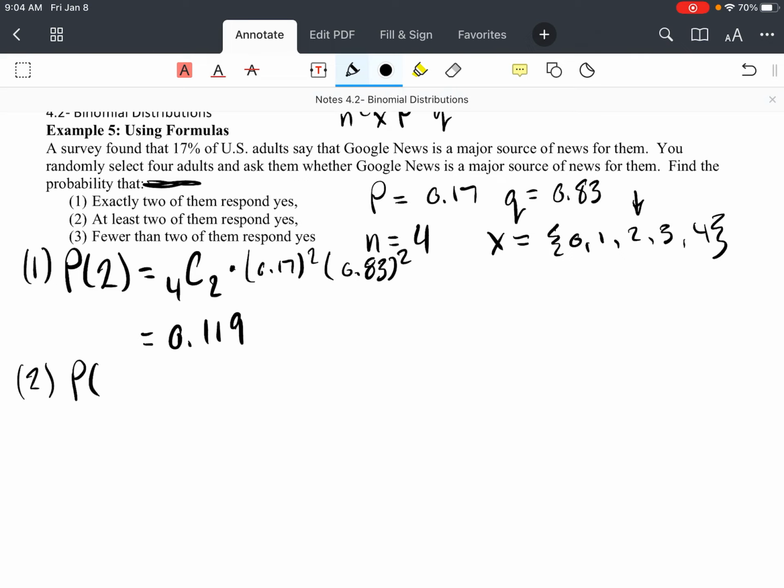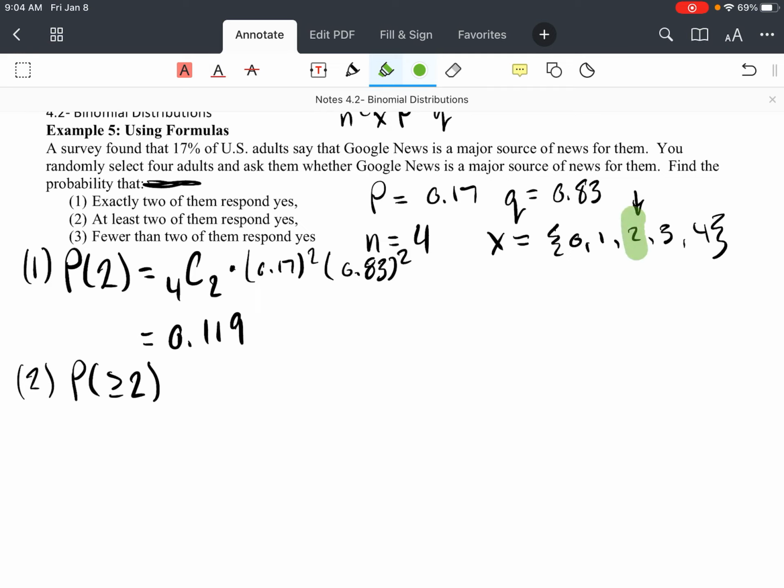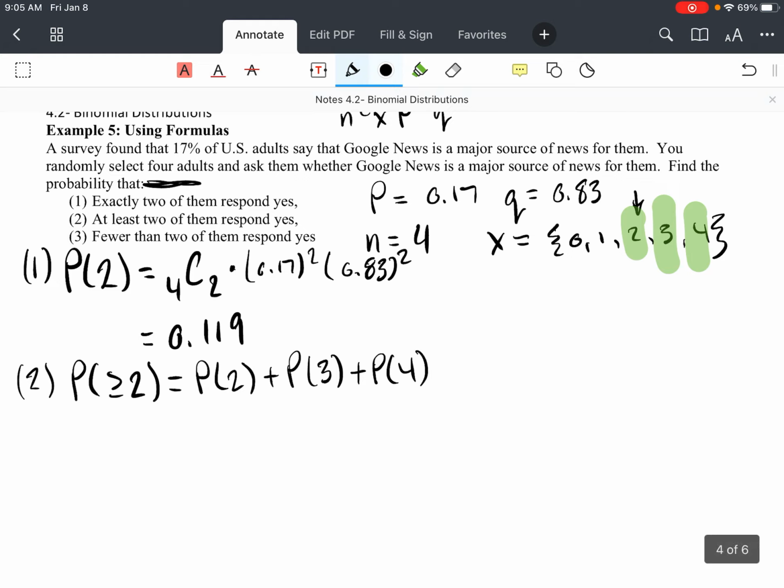All right, number 2. Now it's saying at least 2 of them respond yes. So we're saying the probability of greater than or equal to 2. Okay, so to find the probability of greater than or equal to, what I want to do is take a look at our possible x values. So greater than or equal to 2 would be 2, 3, or 4. Okay, so remember that the greater than or equal to is an or statement, which means that we're going to be adding probabilities. So what I need to do is find the probability of 2 plus the probability of 3 plus the probability of 4. Okay. Using your calculator, and again, I'm just going to kind of skip a couple of steps here.